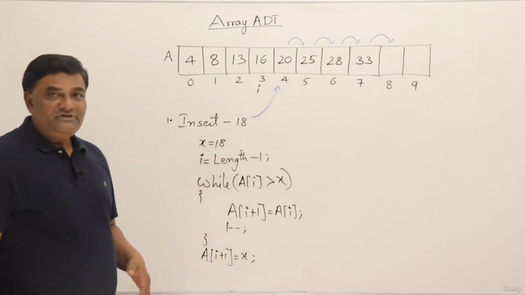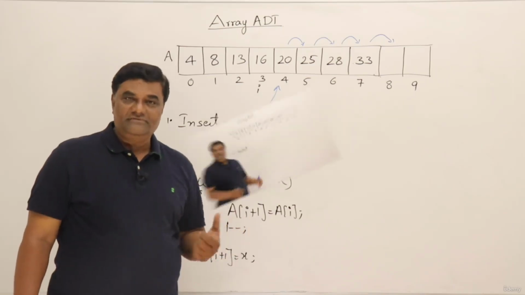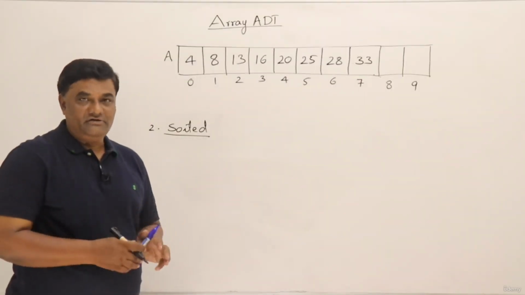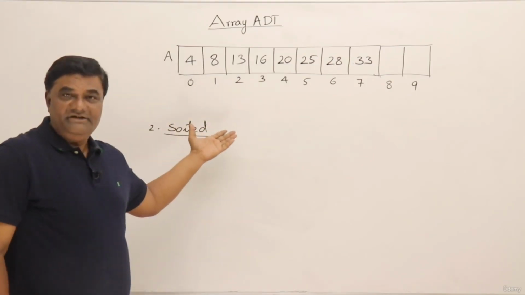Now let us move to the next one, checking whether the list is already sorted or not. Let us see how to check whether a list is already sorted or not. Here as an example, I already have a sorted list with me.